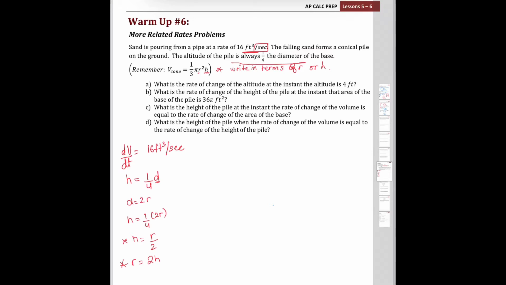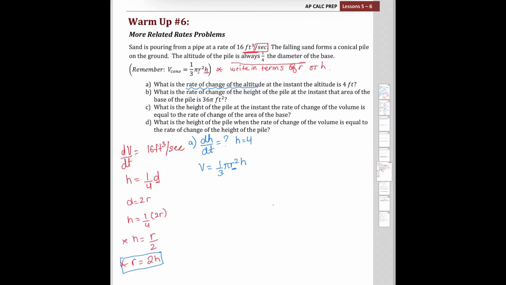So part A says, what is the rate of change of the altitude at the instant the altitude is 4 feet? So it's asking me the rate of change of altitude, meaning it's asking me for dH/dt, right? I want to find that when my height is 4 feet. So I am going to be substituting in my equation r with 2h and then taking the derivative of it, right? So my volume is 1/3 pi r squared h.